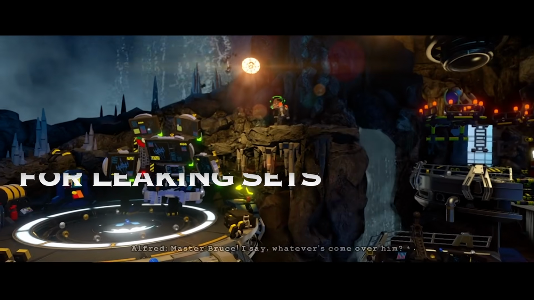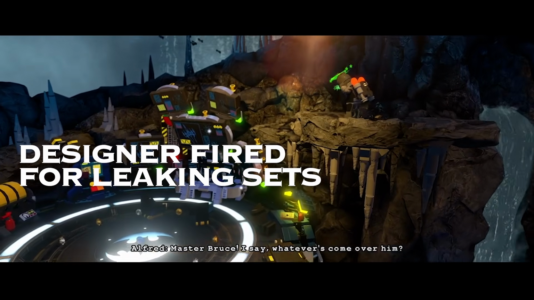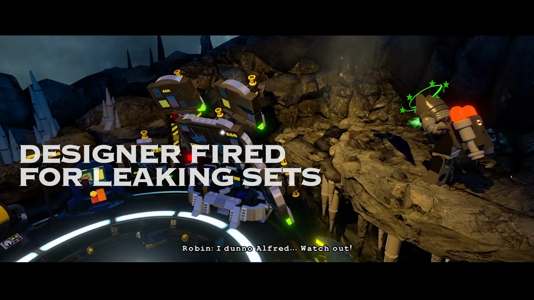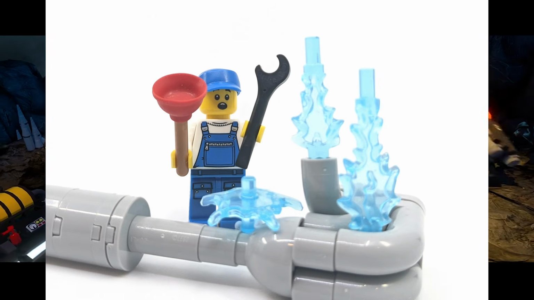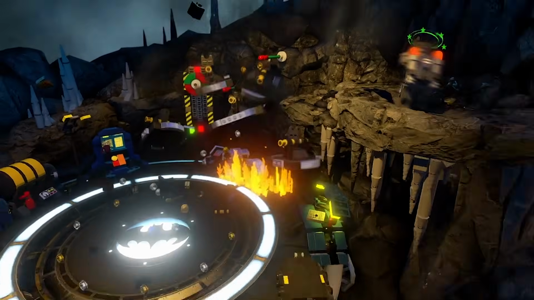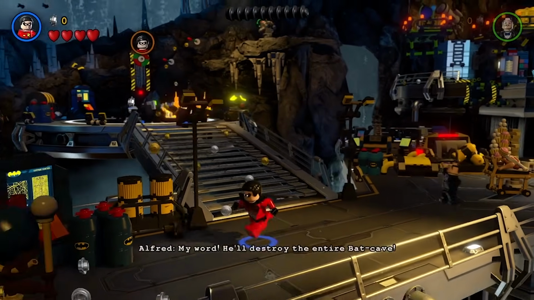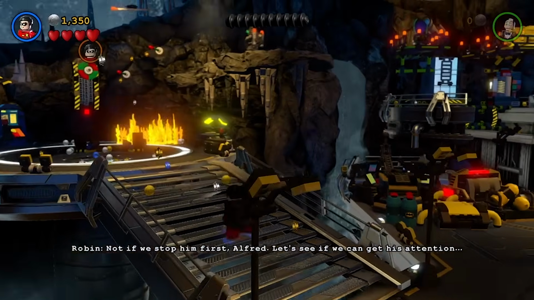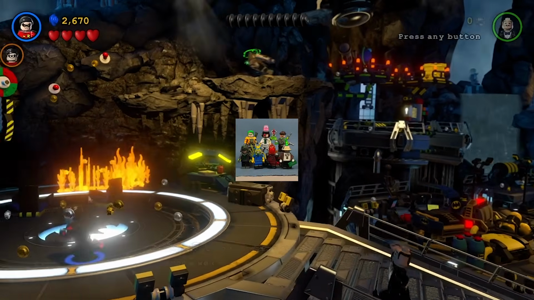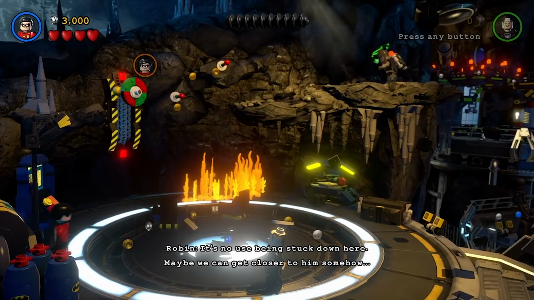Designer fired for leaking sets. The chart creator claimed that this one can't be confirmed, but it's certainly possible that it's true. There are instances of LEGO employees having been punished by the company in the past for leaking set images. I didn't find any information about a LEGO set designer or employee being fired for something like this, though.